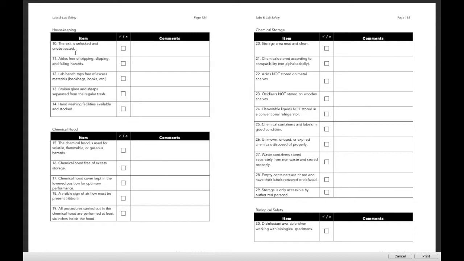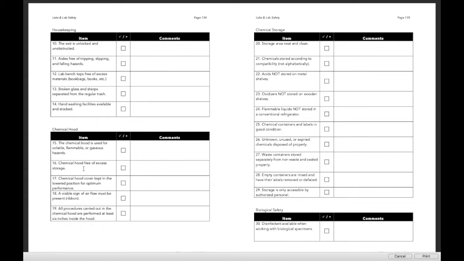Then housekeeping. Do you have exits that are free? Aisles are clear, no book bags around the aisles when you're doing a lab. You don't want people tripping. There should be nothing else on the lab bench other than their books, other than what's being used for the lab. You have a separate container for broken glassware. You have the ability for them to wash their hands.